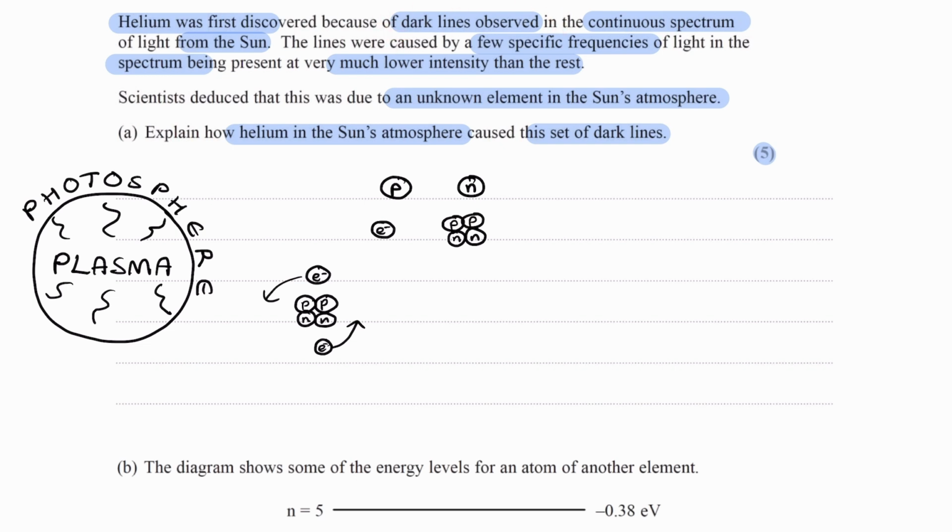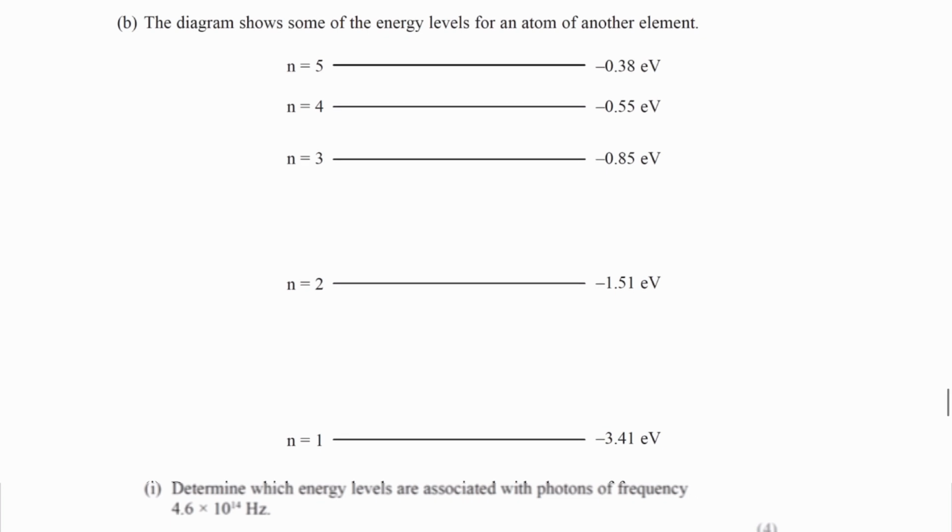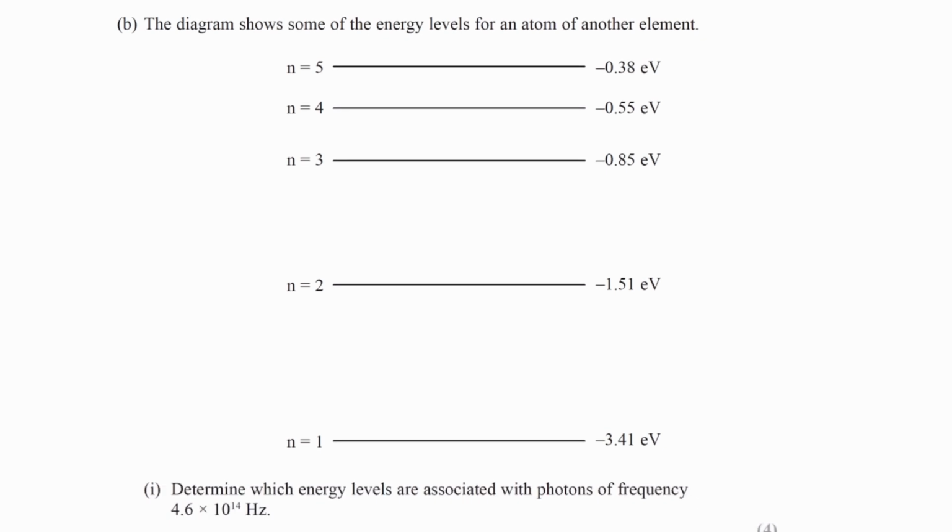Alright, so let's refer to this diagram over here to go over that in a bit more detail. So this is part B of the question. We're not answering part B just yet, but we're going to use this energy level diagram to explain this concept. Let's look at the difference between two energy levels in this diagram. So n is equal to 2, n is equal to 1. The difference between these two levels is 1.9 eV.